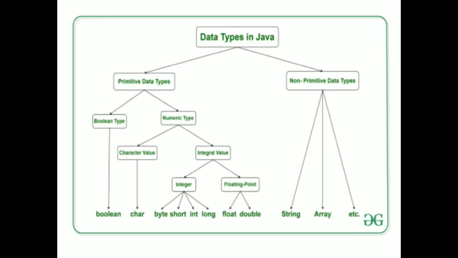And the size of byte is 1 byte, that is nothing but 8 bits, whereas short is 2 bytes, int is 4 bytes and long is 8 bytes. Next we have floating point. The integer types can hold only whole numbers and therefore we cannot use them to hold numbers containing a fractional part.